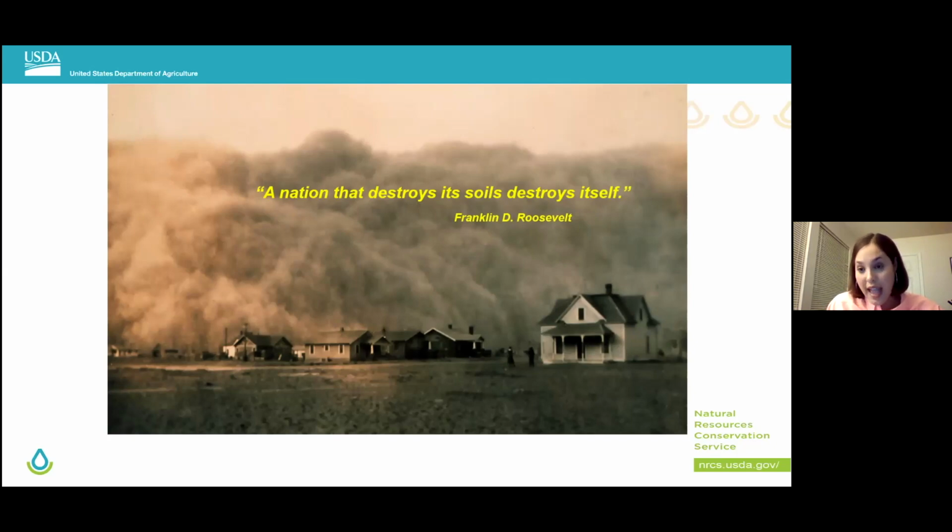We know this is happening. And that picture is from the Dust Bowl. I don't know if you are aware of this. I know this is something you learn in high school. The Dust Bowl was in the 1930s. It was a major event. A lot of land was damaged by it. So this is a good example of why we need to take care of our soils to prevent this kind of erosion.